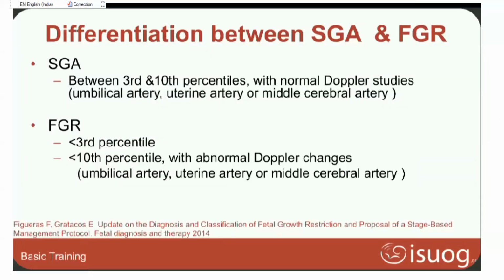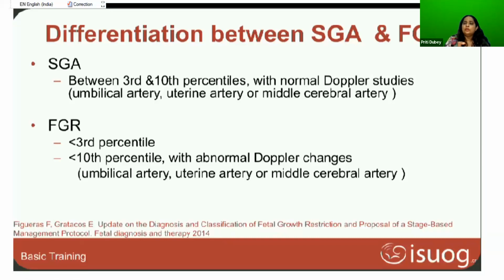So it is very important that we differentiate between SGA and FGR. Remember, SGA are the babies which fall between the 3rd to 10th centile. Both are below the 10th centile, but SGA are between the 3rd to 10th centile with normal Doppler studies. I repeat, the SGA babies are the babies which fall between the 3rd to 10th centile with normal Doppler study, whereas the FGR babies are the babies which fall below the 3rd centile even though the Doppler is normal.